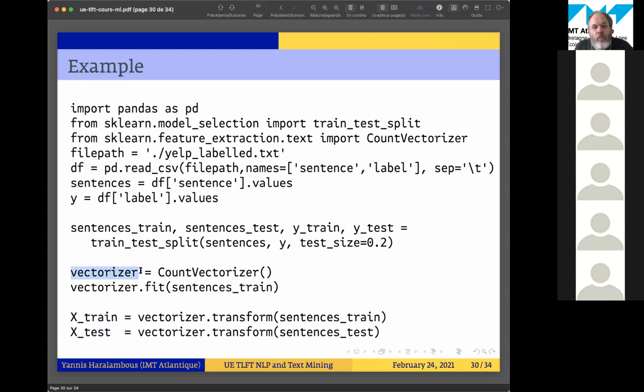And why do we need to instantiate a vectorizer? Because we want to have the same vector for both training and testing. But we build this vector from the training set. So there may be some words in the test set that will disappear because they were not there in the training set, so they are not in the vector.